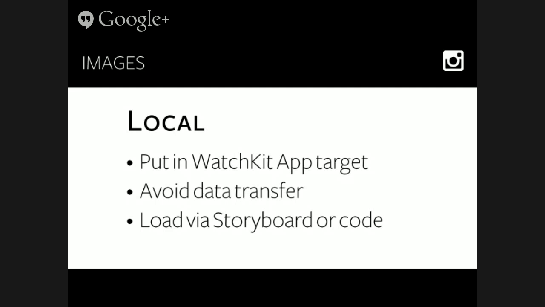You want to keep that as small as possible. So if there's any static local images, you want to make sure they're on the WatchKit app, because the watch will load them directly. And you can do that either by putting them in the storyboard or loading them in code with WKInterfaceImage's setImageNamed or image with name, something like that. And make sure that you're including 38 and 42 millimeter icons.